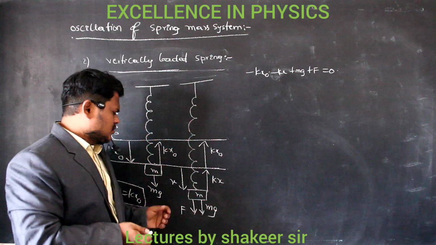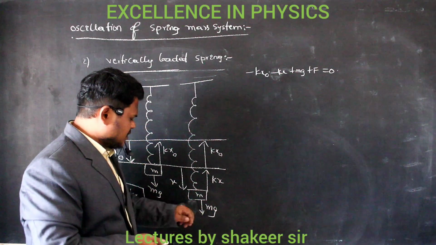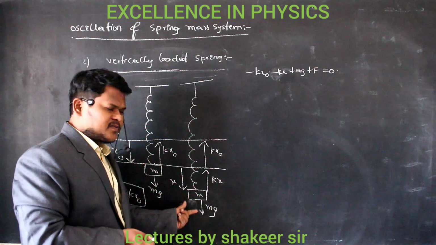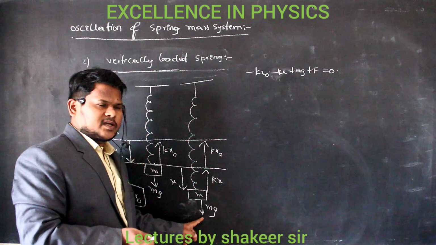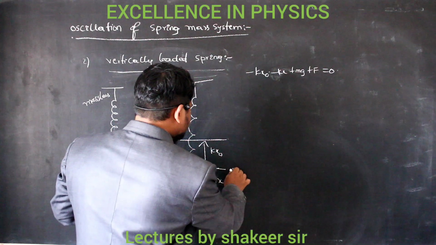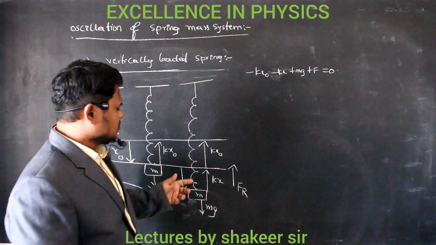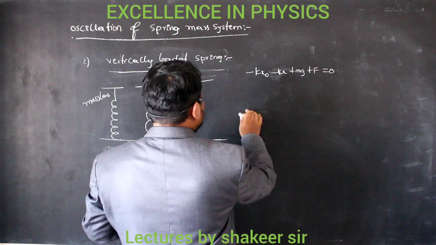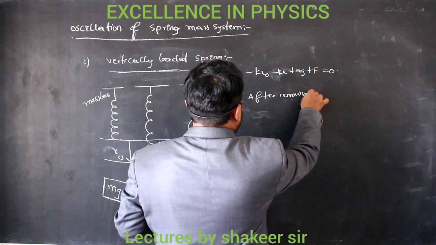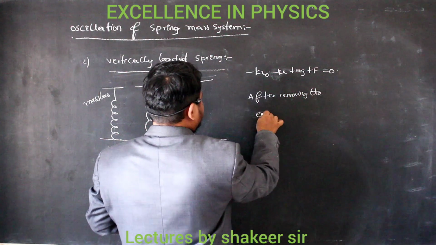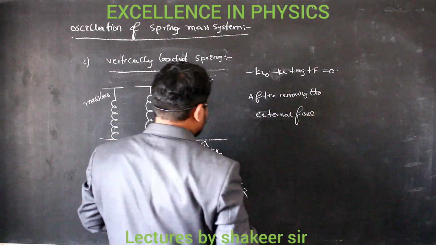Clear? Now after pulling down to here, if I remove this force, then what will happen? If I remove this force, the force which is acting in downward direction, then these two forces will become greater than this force. It means there is some restoring force which is acting in upward direction. Clear? And how much will be that restoring force? How can I calculate? Let us see. So this is after removing the external force.